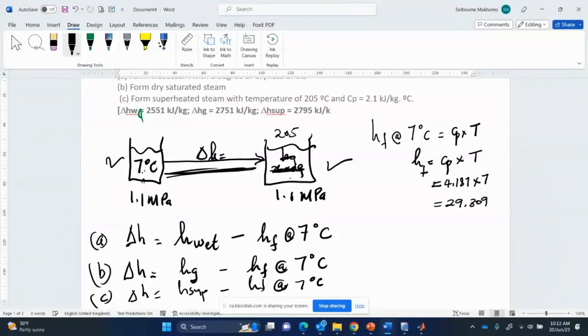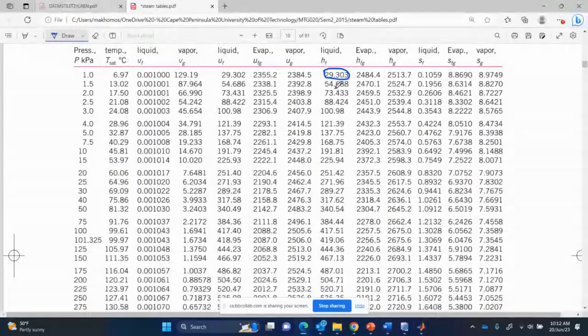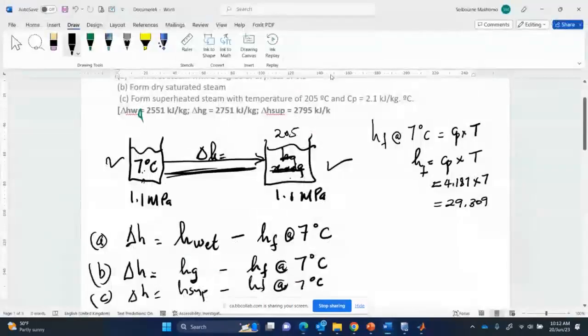29.309 kilojoules per kilogram. Let's go back and check from the tables. Here is 29.303, so they are almost the same. So you can see that there are two methods in which you can determine the temperature or anything that you want. You can either take that one or you multiply by a Cp, which is 4.187 by 7.